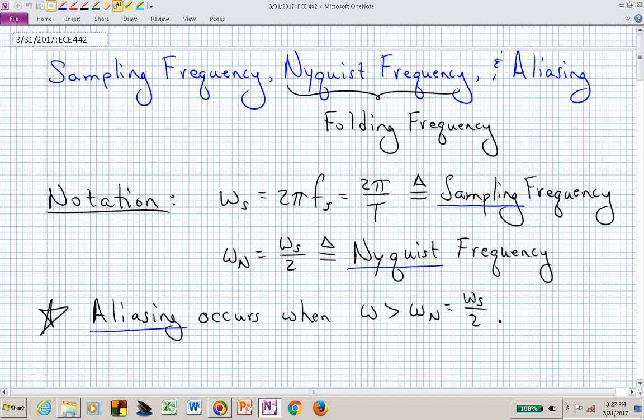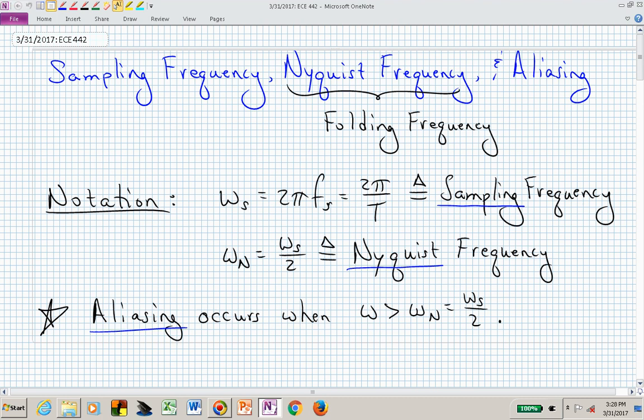And before we get too far into this, let's go ahead and establish the notation that we will be using. Omega sub s, which is the sampling frequency in radians per second, is equal to 2 pi f sub s, where here f sub s is the sampling frequency in cycles per second, or in hertz, and that's equal to 2 pi over capital T, where capital T is our sample period that we've been using throughout this semester.